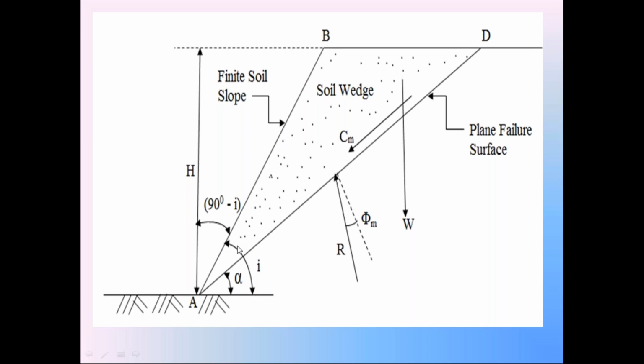By knowing this angle I, for the given angle of inclination, we call this I the angle of inclination of this finite side slope. The angle made by the side slope AB with horizontal, that is I. This is called the angle of inclination of this finite side slope AB. Once this angle I is fixed, what should be the height of this side slope AB? The maximum height of this side slope AB, so that this side slope is stable.